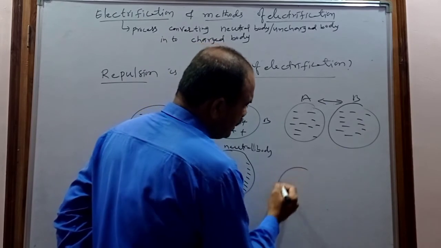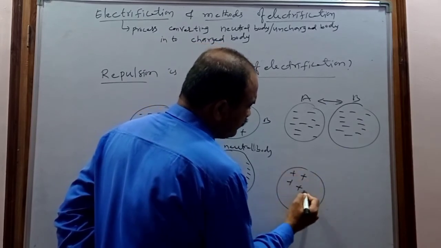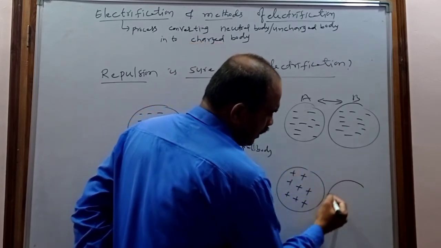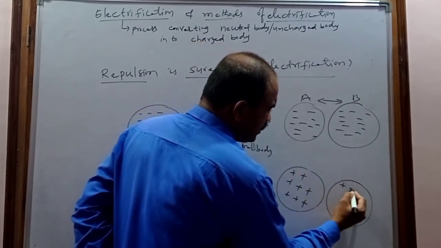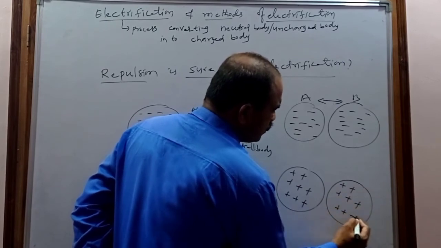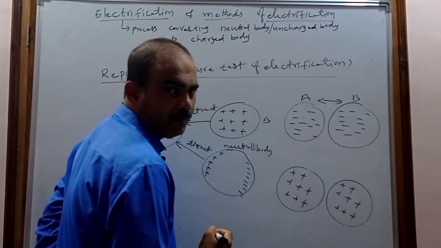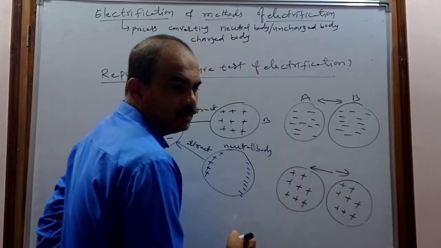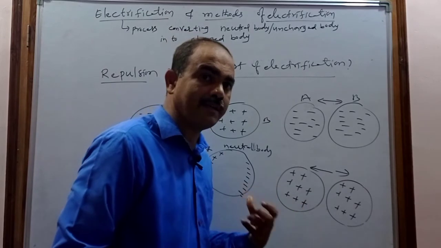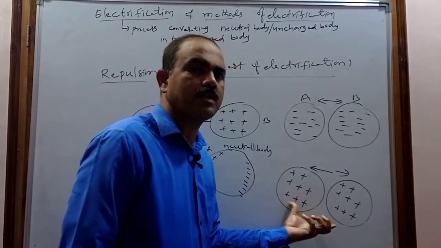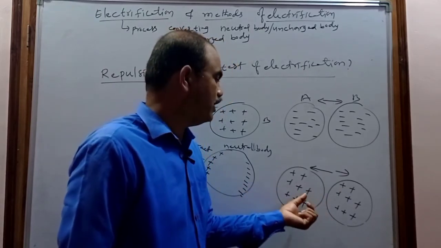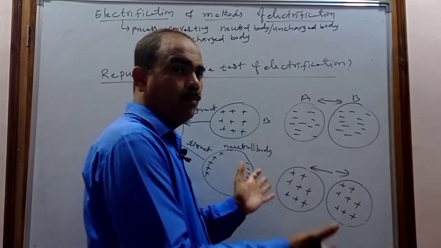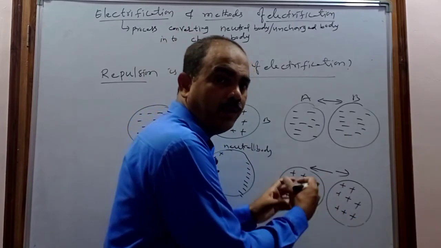Similarly, let us consider this is a positively charged body. When I bring another positively charged body close to it, again repulsion takes place between them. So when repulsion takes place, we can say that both bodies are charged, and both have the same charge, only then can they repel.